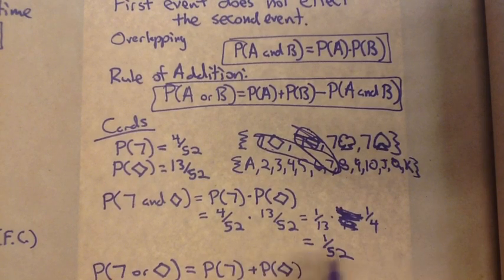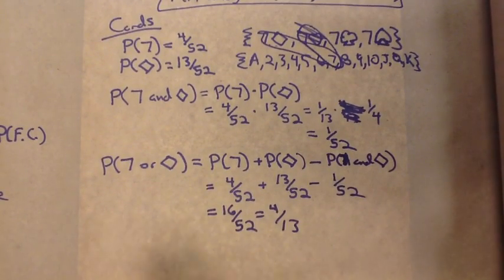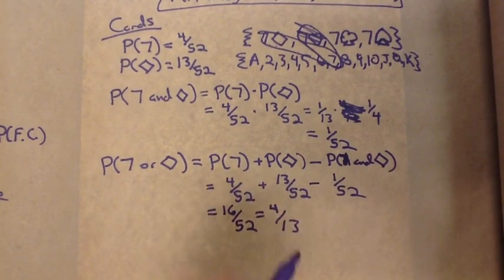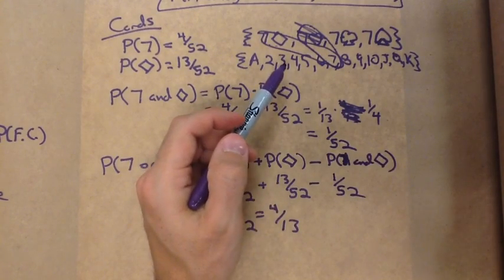And the and is 1 in 52. So now I get 16 over 52, which comes out to be 4/13. So you've got to be careful on these and pay attention to that overlap. They don't want to double count, and that's what an overlap does.